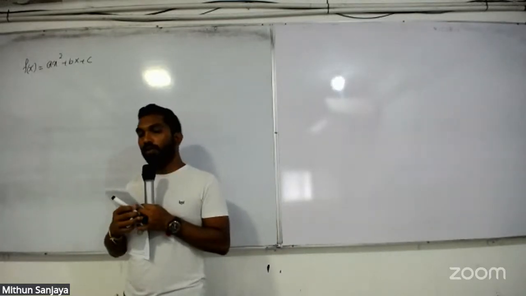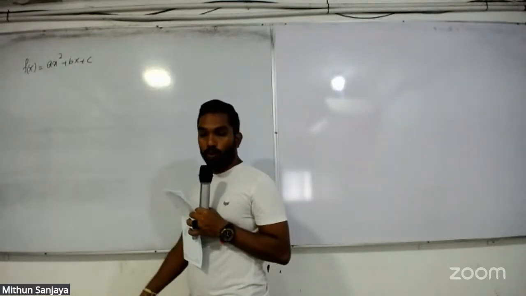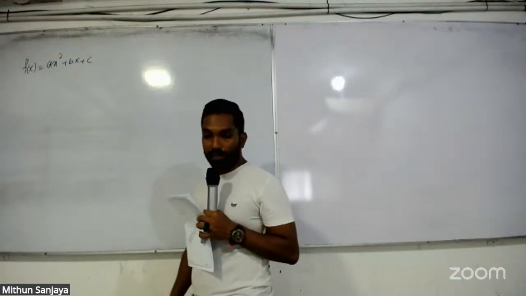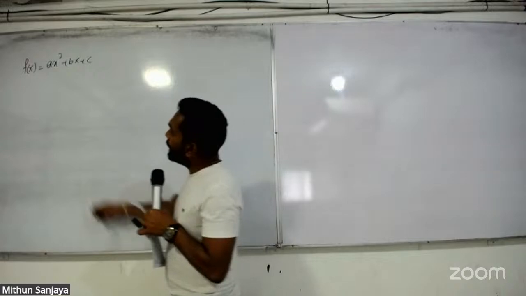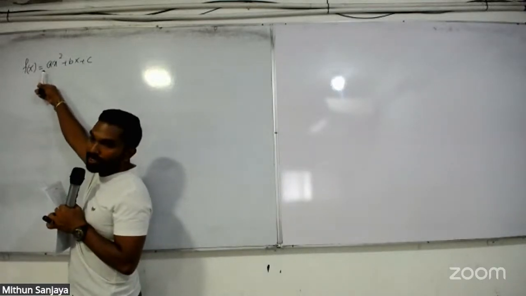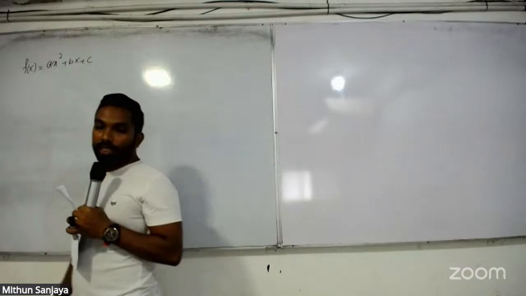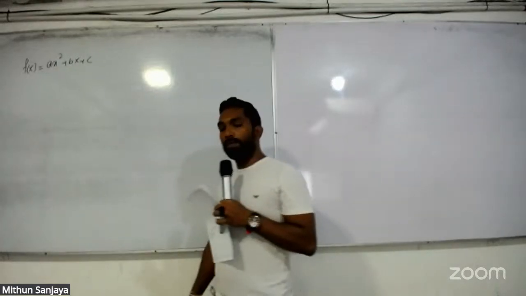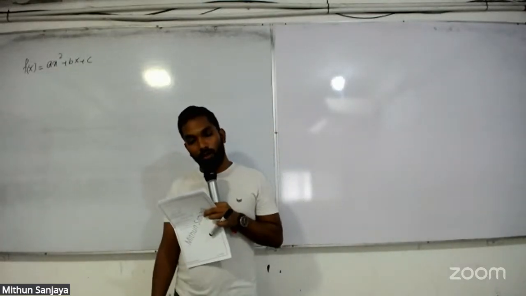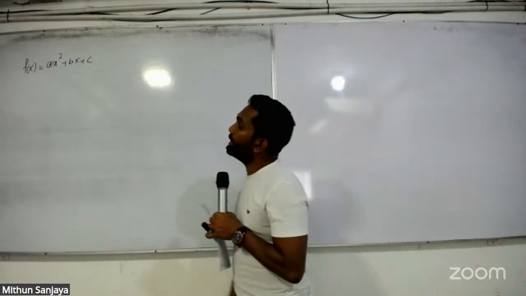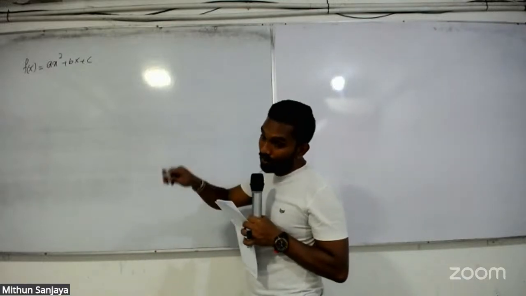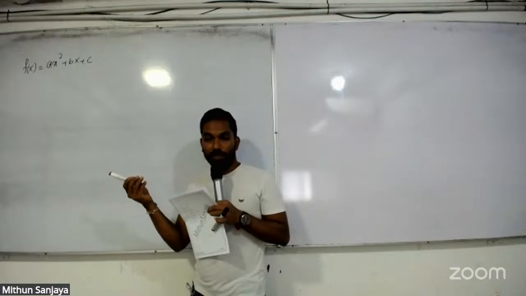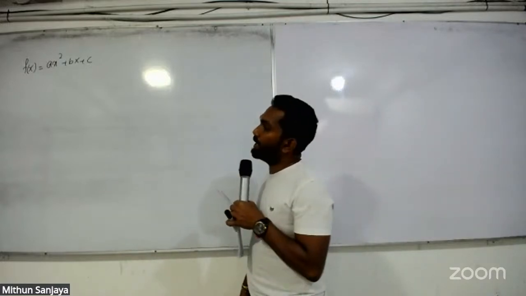It is a quadratic function because the degree is 2, the highest power is 2. Then a can't be 0, because if a is 0 we don't have a quadratic function. The others can be 0, and a, b, c are real constants. That's a quadratic function. If it is equal to 0, it's a quadratic equation. That's the way we get the quadratic function.